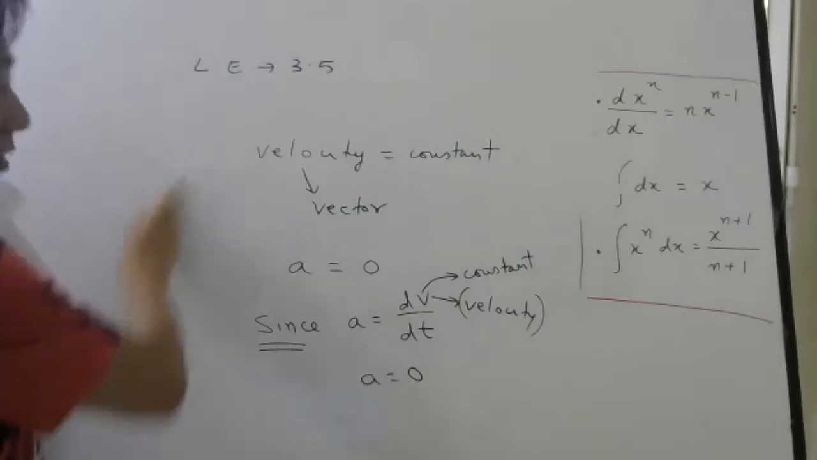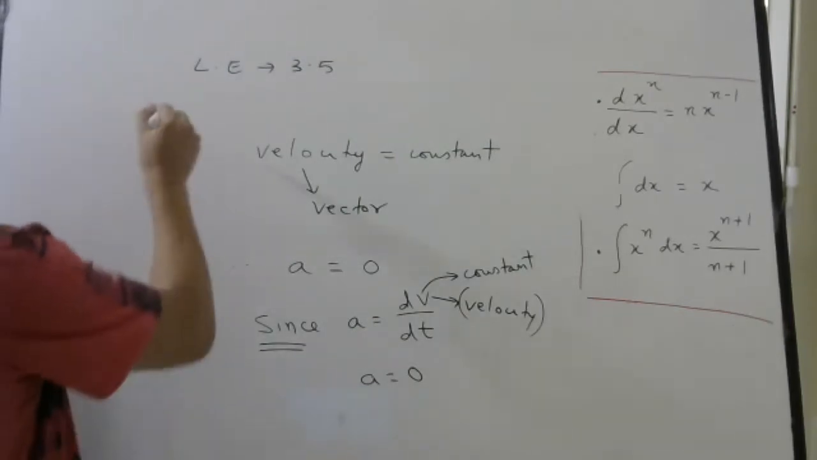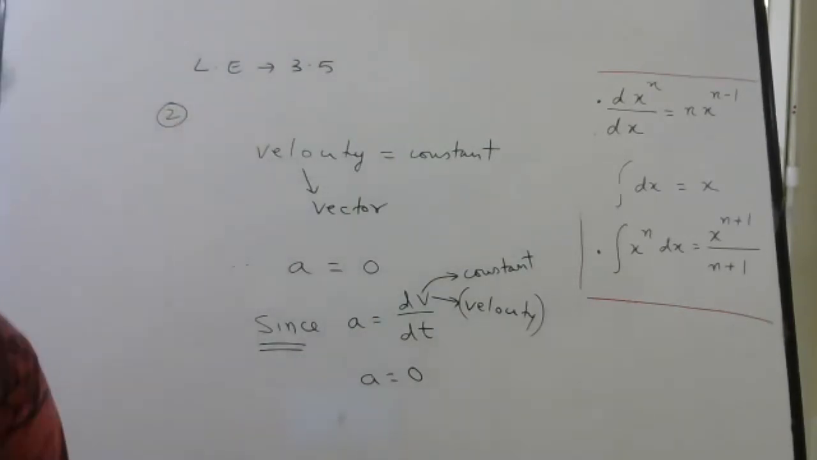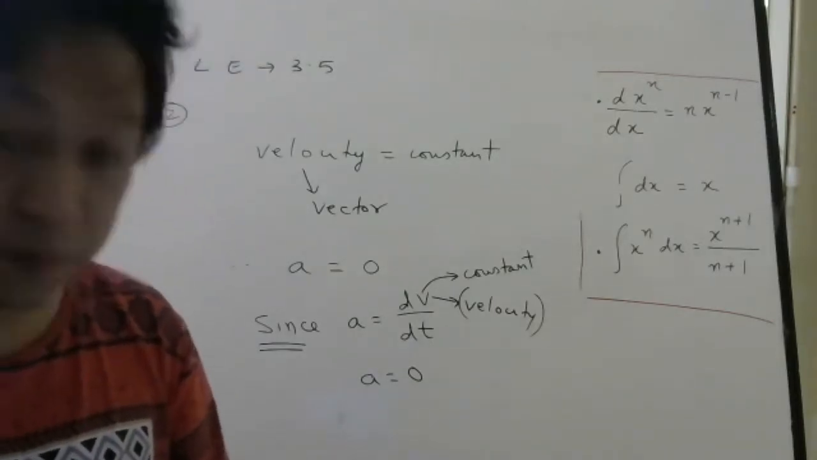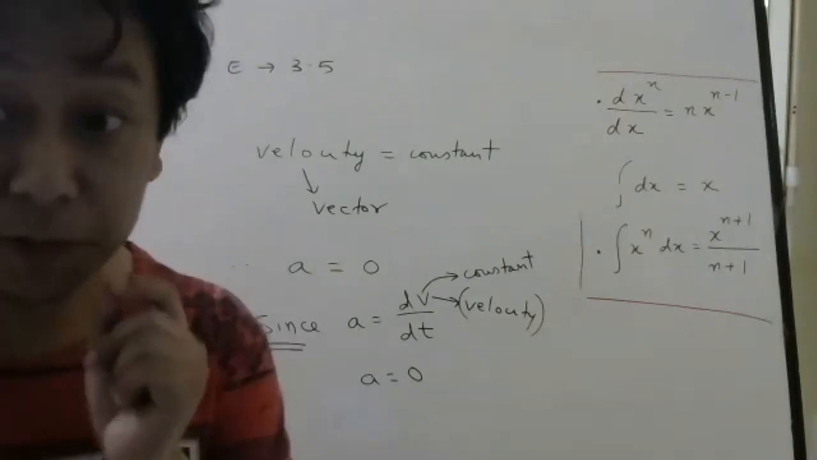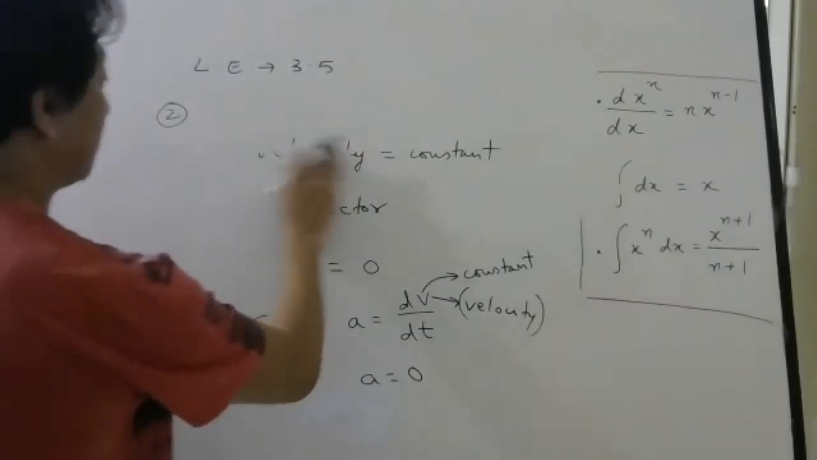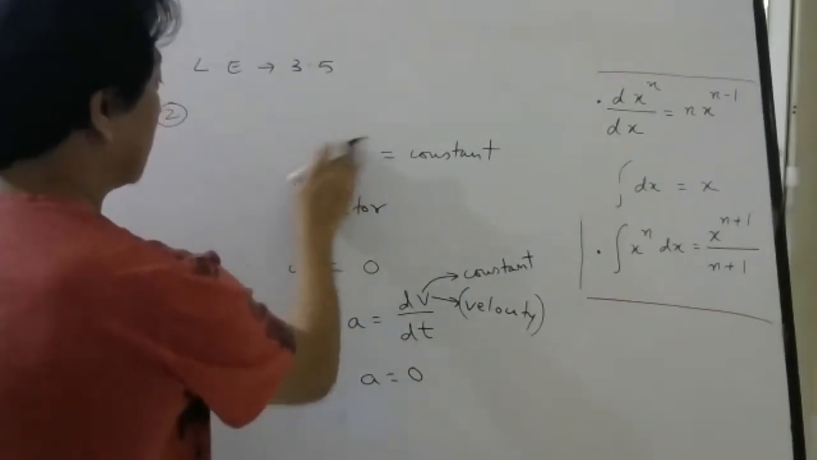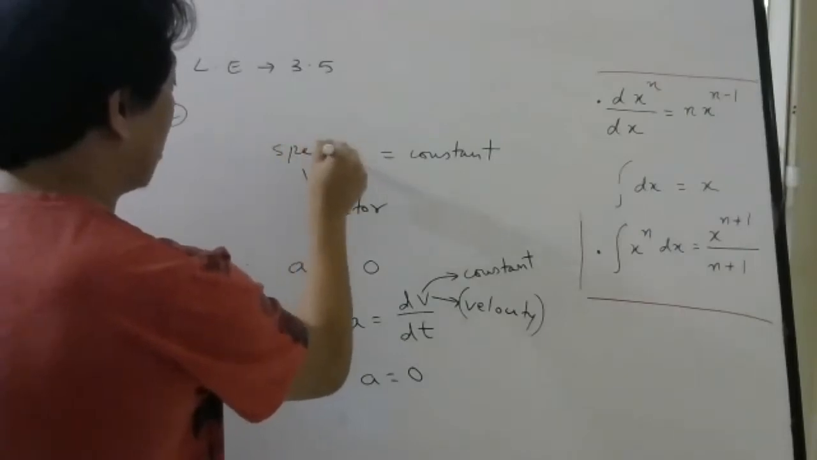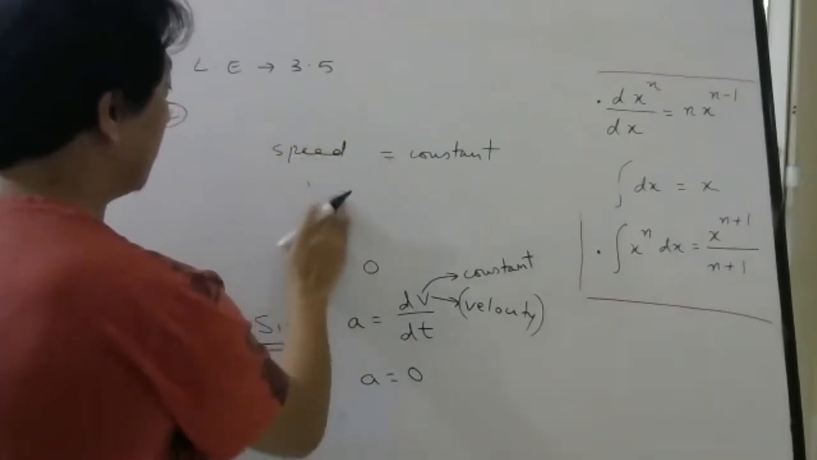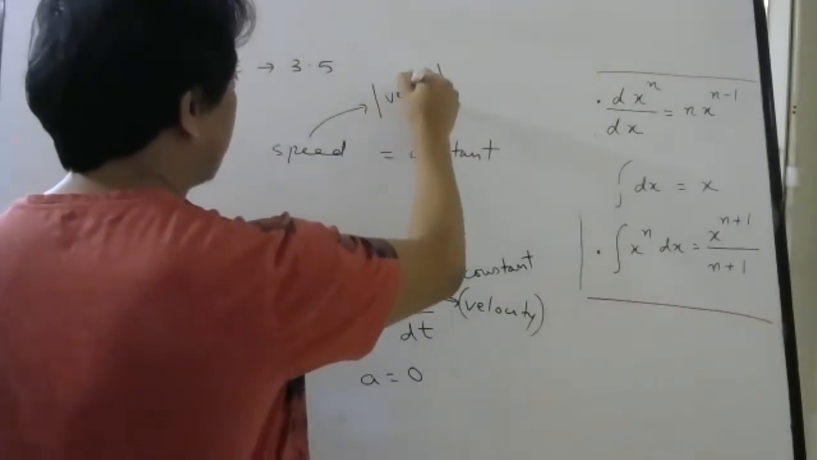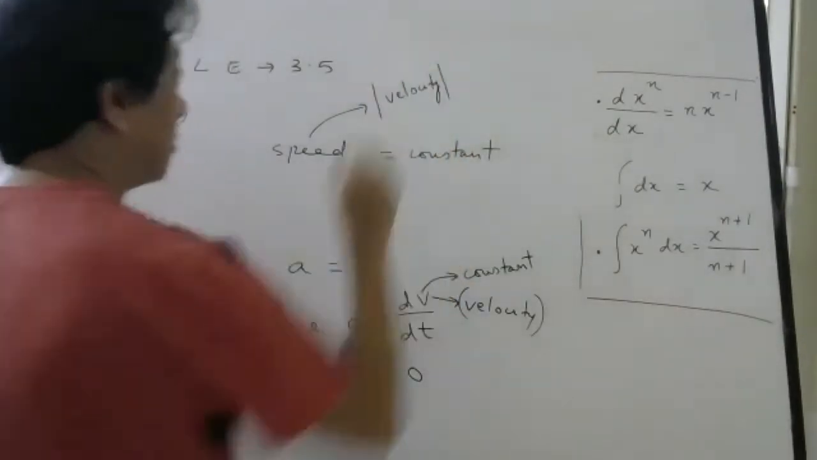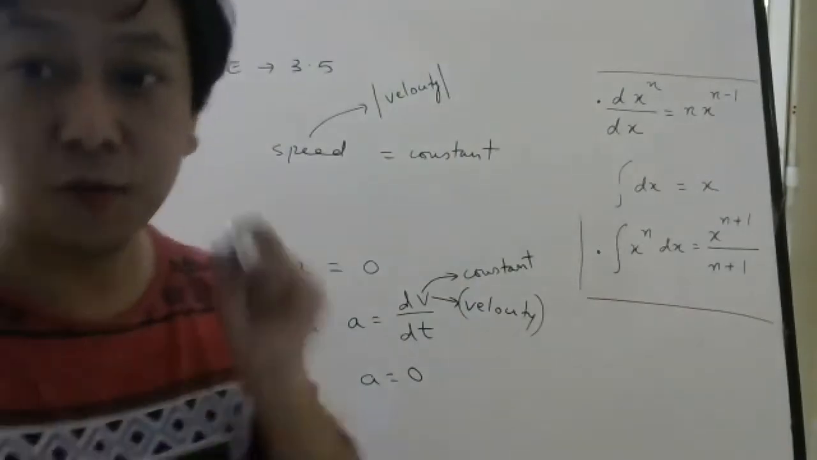Question number 2, you see. In question number 2, what they are saying is the speed of a body is constant. Speed, they are saying. Speed is constant. Now, I hope you remember, speed is only the magnitude of velocity.